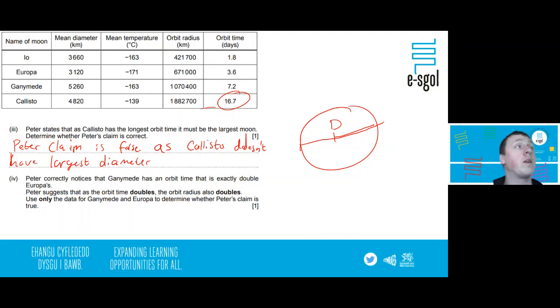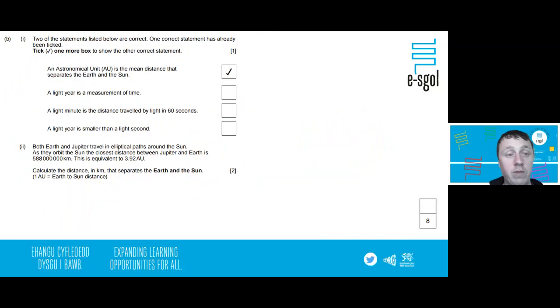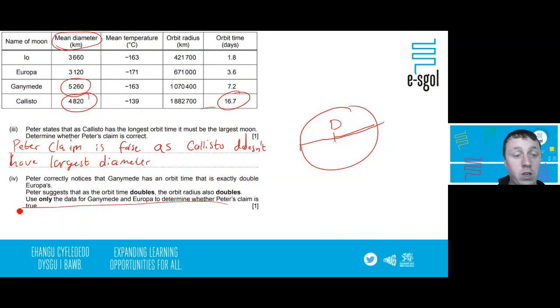You could answer with Ganymede has a larger diameter than Callisto, but the key thing here is you see the column diameter, which determines which one is the largest one. So hopefully I've left some space. If not, we have to do it here.